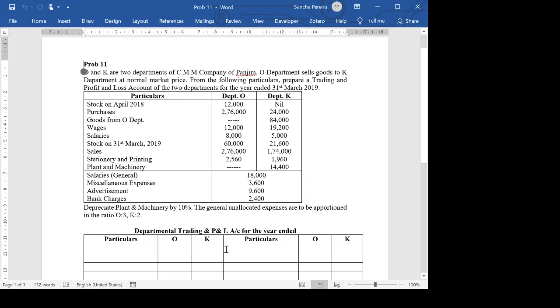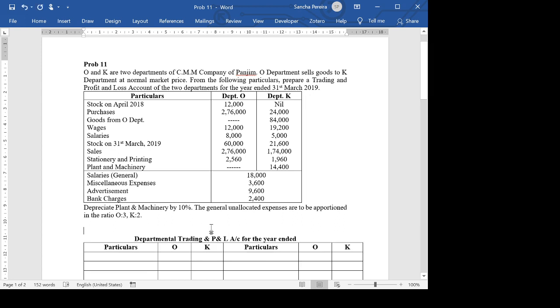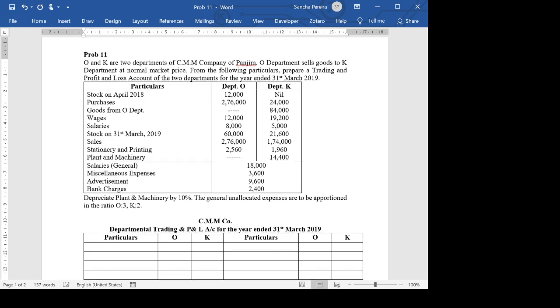So we start with the departmental trading and profit and loss account. We'll write the name of the company: CMM company, in the books of CMM company. Departmental trading and profit and loss account for the year ended 31st March 2019.